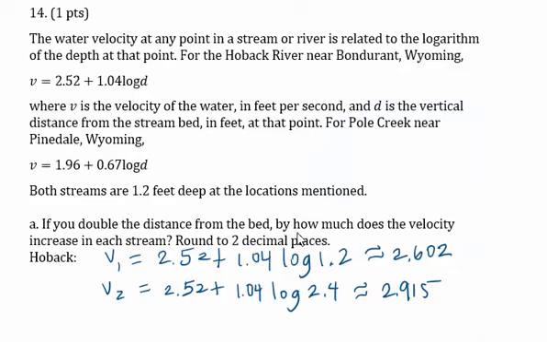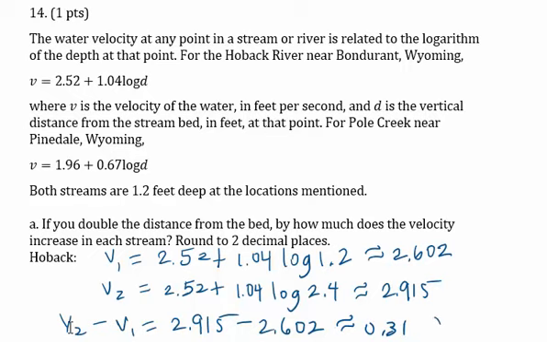Okay, and it asked how much does the velocity increase? So we want to know the change in these velocities. So V2 minus V1, or 2.915 minus 2.602. Okay, and that's about 0.313. It does say round your final answer to two places, so we'll say about 0.31 feet per second.